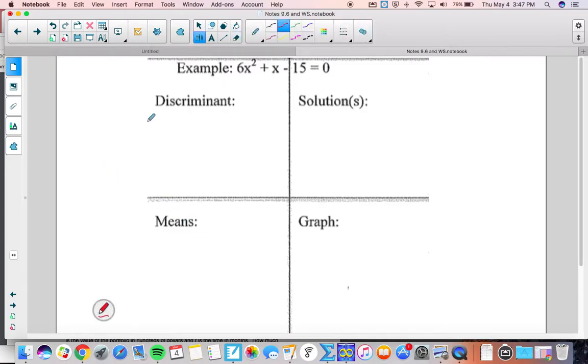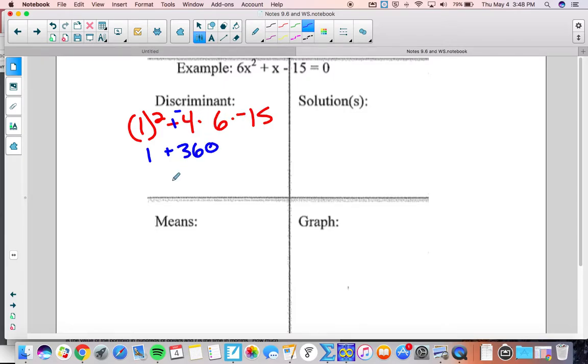So here we go. Now calculating the bottom left corner one, our discriminant is going to be b squared. So 1 squared minus 4 times a times c, which is negative 15. If we're going to do this manually, you could punch this all into your calculator. If we change that subtraction to adding the opposite, we're going to have 1 plus a negative times a negative is a positive. So this product of the three numbers is actually going to be a positive number. So you get 361. That means it's positive, so we're going to have two solutions.